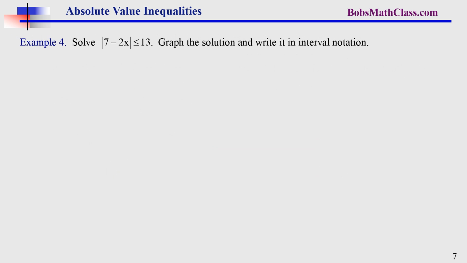Okay, here's another example. The absolute value of 7 minus 2x less than or equal to 13. Less than or equal to, that's another and, right? Less than, and. Right. When is it or? When it's a greater. Greater is or.